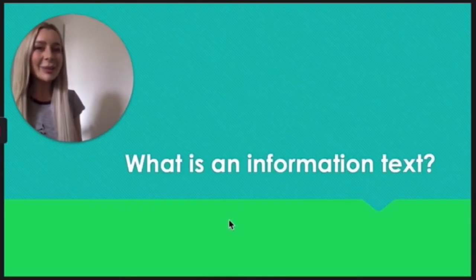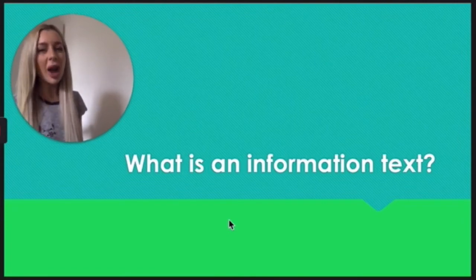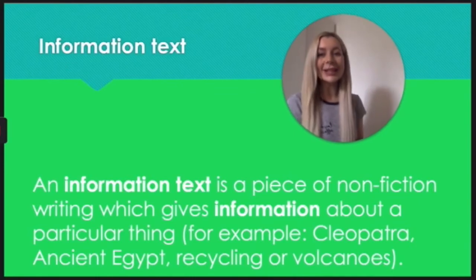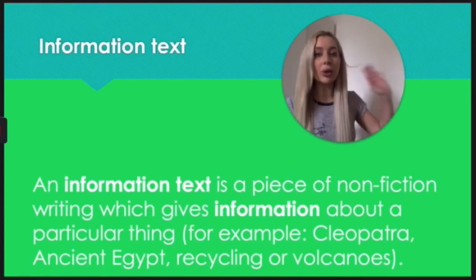So as I explained at the start of this video, for this week and the rest of the time that we're in school, we are going to be looking at information texts, explanation texts. But what are information texts? An information text is a piece of non-fiction writing. It gives information about a particular thing. So this could be Cleopatra, ancient Egypt, recycling, or volcanoes.